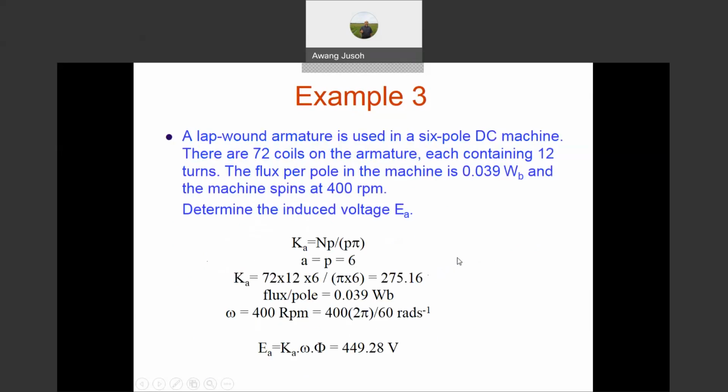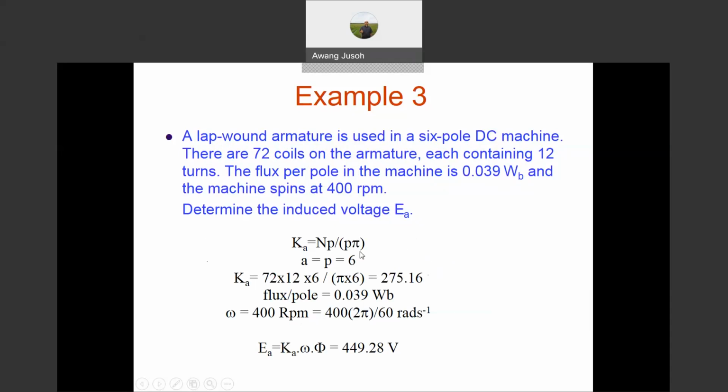Okay, now we go to example 3. In this example 3, we have a lap wound machine with 6 poles. This machine has 6 poles, 72 coils on the armature. Each coil contains 12 turns, and they give the flux, which is 0.039 Weber, and the machine spins at a speed of 400 RPM. Determine the EA. So basically, example 2 and example 3 are similar, but this one we use the lap wound.